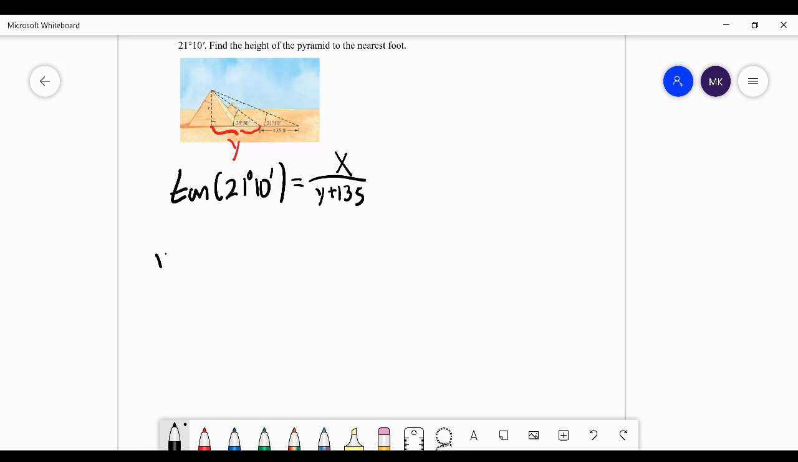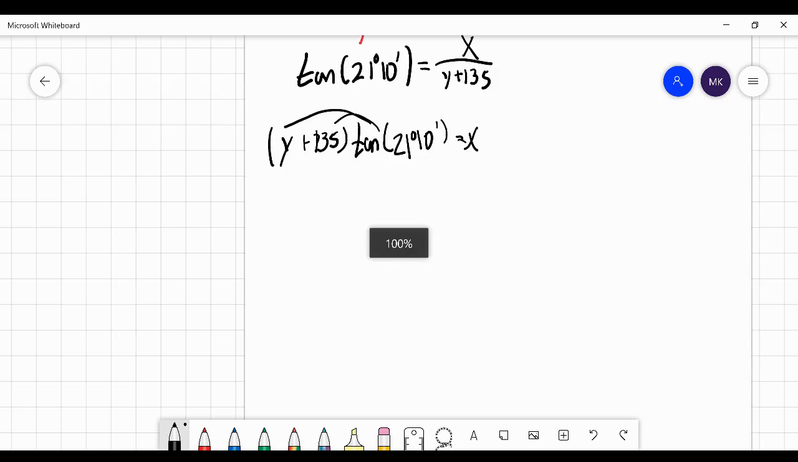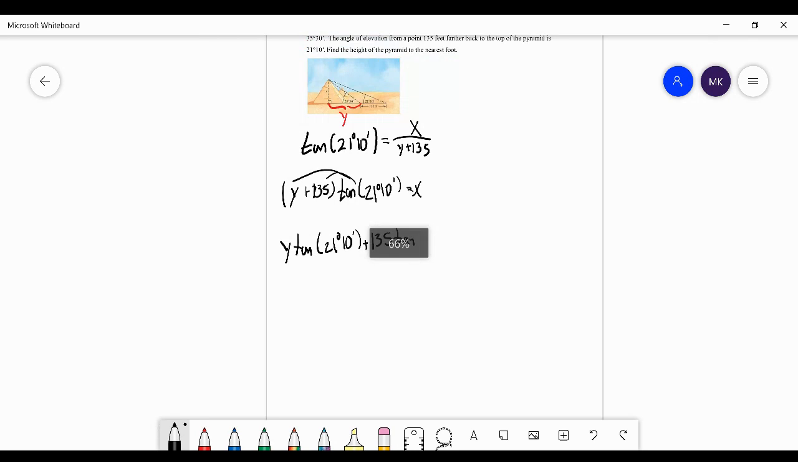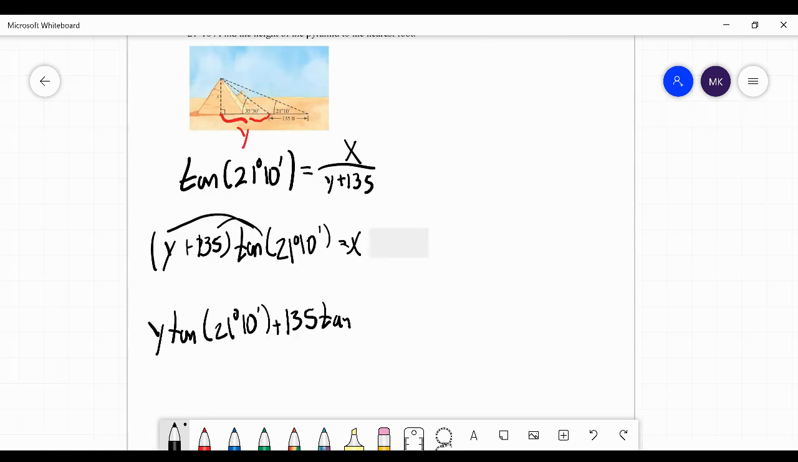What ends up happening is you get y plus 135 times tangent of 21 degrees 10 minutes equals x. We're going to distribute that tangent to give me y tan 21 degrees 10 minutes plus 135 tan of 21 degrees 10 minutes equals x. Subtract 135 tan 21 degrees 10 minutes from both sides.